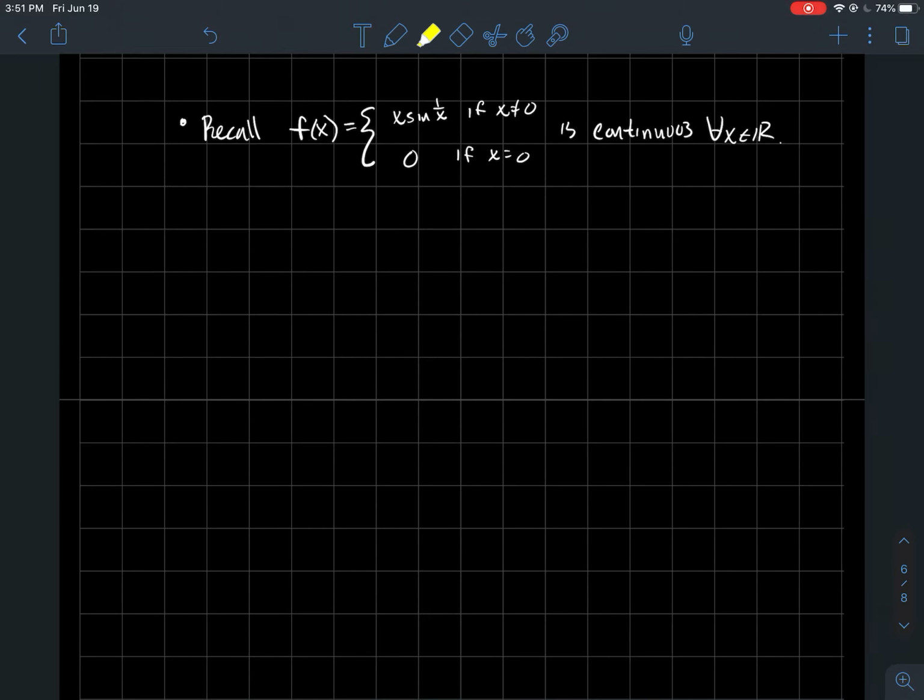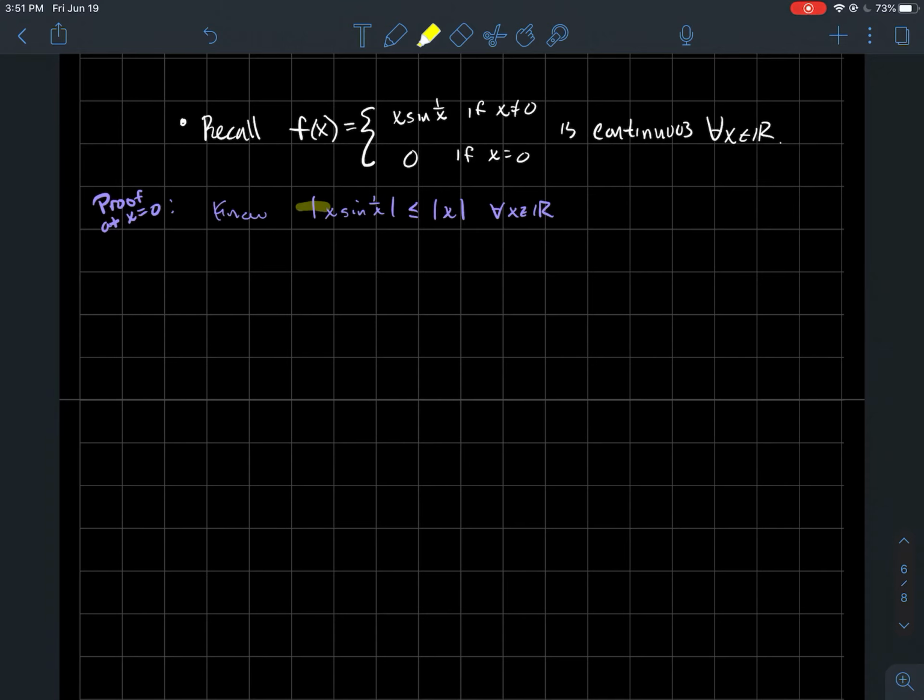Well, if x is non-zero, then you're looking at this formula here. In that case, x is continuous, and sine of 1 over x is continuous as long as x is non-zero. Therefore, that's the product of two continuous functions, which I know to be continuous. So what we need, the limit definition of continuity, is for showing that f is continuous when x is 0. So what would that proof look like? Well, we're going to utilize the fact that the absolute value of sine of 1 over x is always less than or equal to 1.